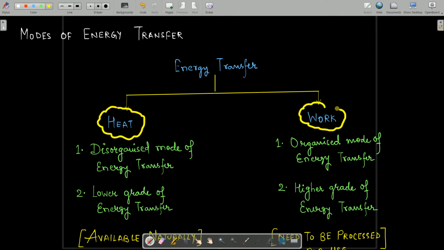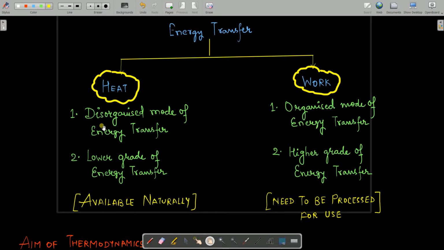Heat and work are actually misunderstood as energies, but they are not energies. They are neither energies nor forms of energy. We'll talk about this more in detail in the next lecture, but for the time being, I have given an introduction of what heat and work are. Heat and work are basically the modes of energy transfer, and heat you can consider to be a disorganized mode of energy transfer, and it is considered to be the lower grade of energy transfer.